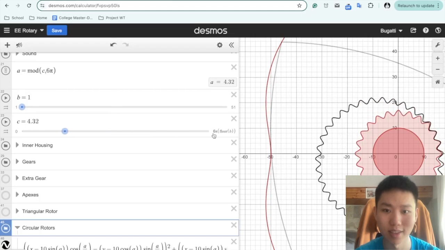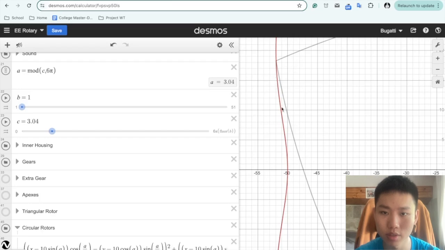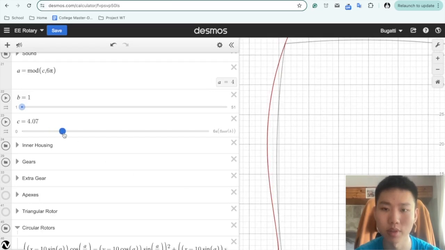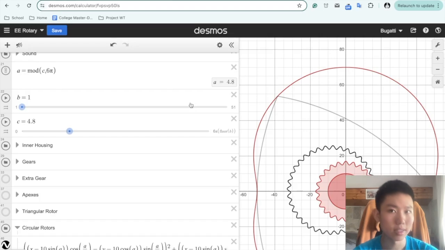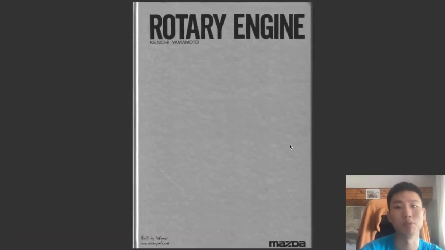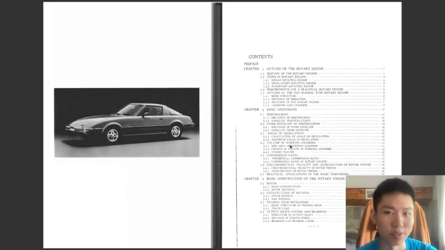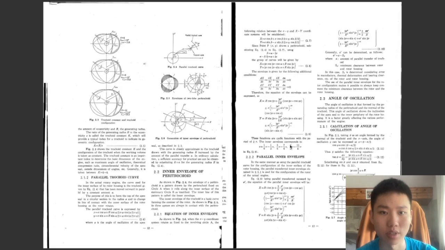However, I noticed that if you zoom in, there is still some space that doesn't get used throughout the entire rotation. So it must mean you can increase the rotor size just a bit more, right? And as it turns out, after I've done some research, yes, I can actually improve this. And what better source can you get than the book written by the man who popularized the rotary engine, Kenichi Yamamoto. In his book, cleverly named The Rotary Engine, I came across something interesting.